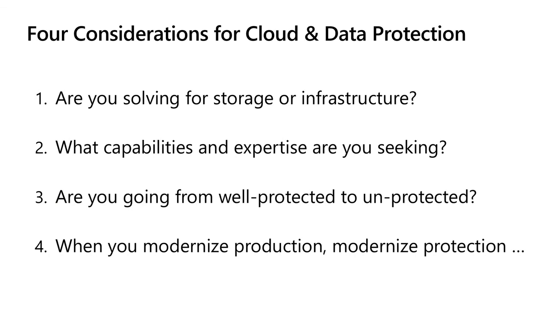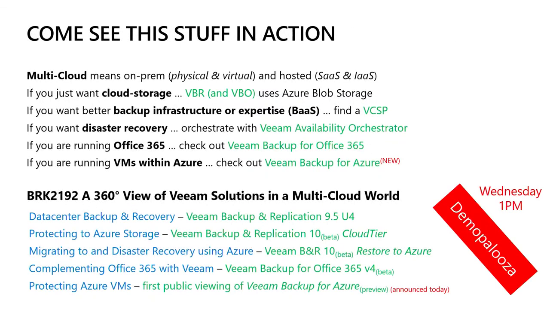All right, I think I'm pretty close to done on time. Here's what I want you to take away. If you're taking pictures, here's your summary shot. Multi-cloud does not mean that we're going cloud only. It just means, for most organizations, cloud first. So plan for physical and virtual on-prem plus IaaS and SaaS. If you're thinking about cloud storage, go for Azure Storage, and you can use that for your Office data as well as your Veeam backup.